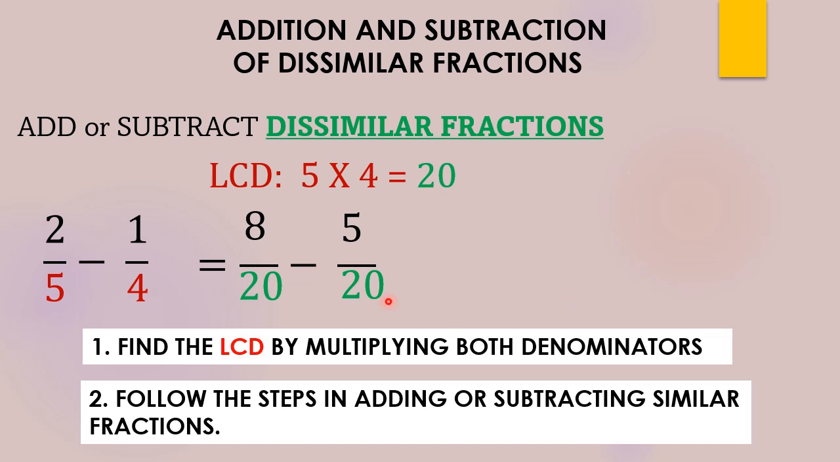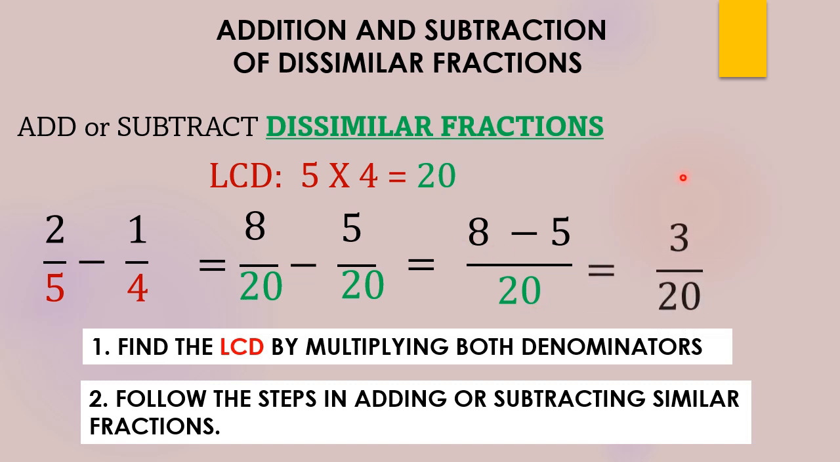And since these two fractions are similar, we can now follow the steps in adding and subtracting similar fractions. To subtract these two, copy the denominator and subtract 8 minus 5. So we have 3 over 20. So 3 over 20 is in lowest term. So this is our final answer.